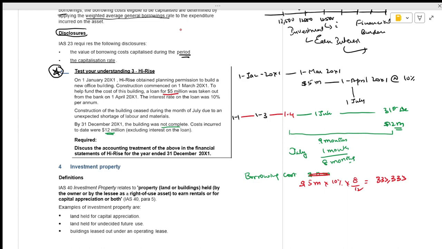What is the cost incurred to date? This is step 1. And this is step 2.